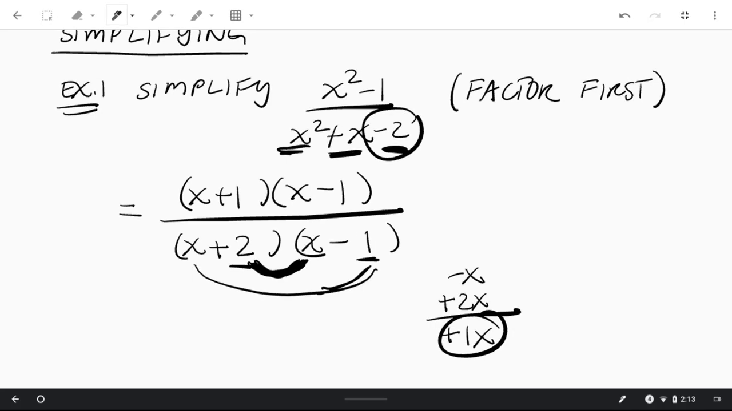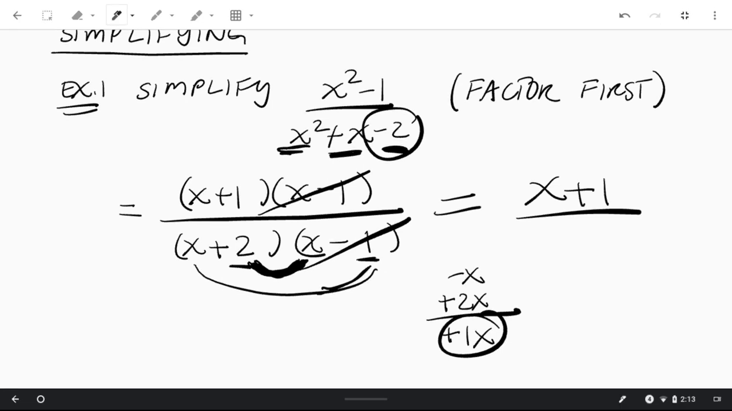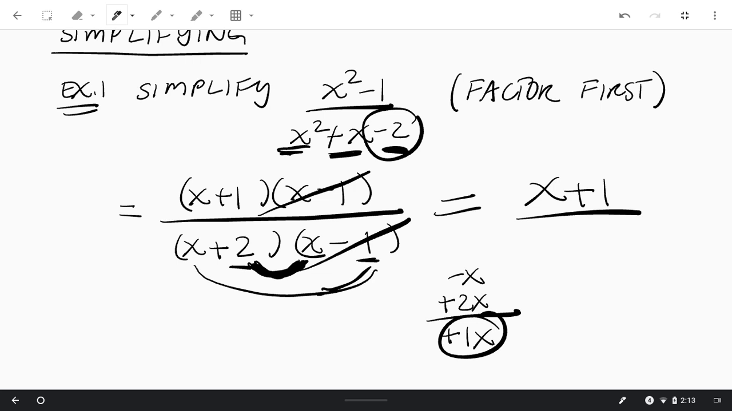All right, once you've factored everything correctly, then you can cancel out common factors here, x minus 1 with x minus 1. And your final answer is x plus 1 over x plus 2.